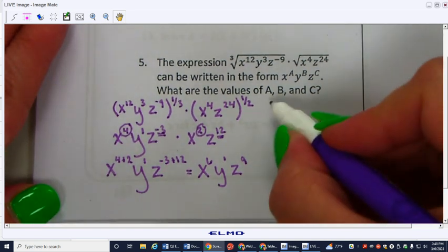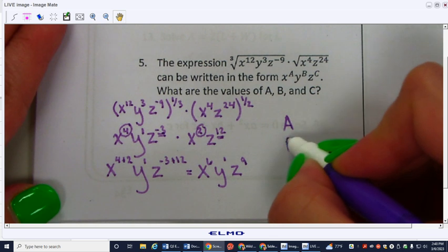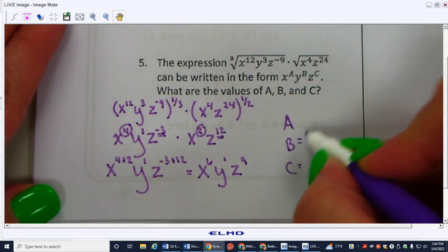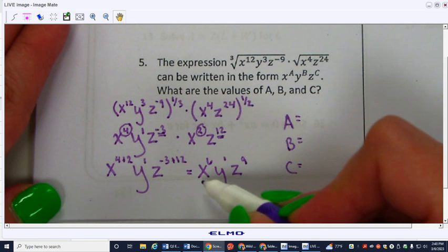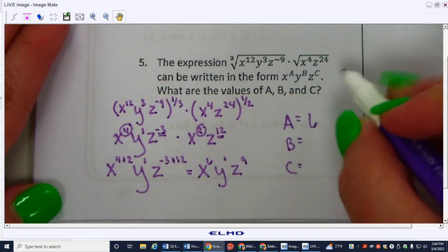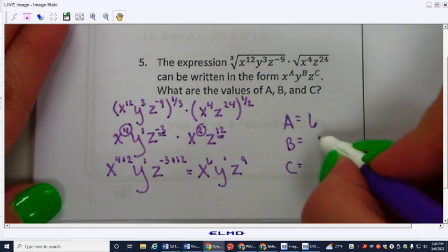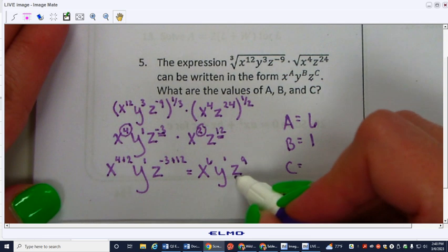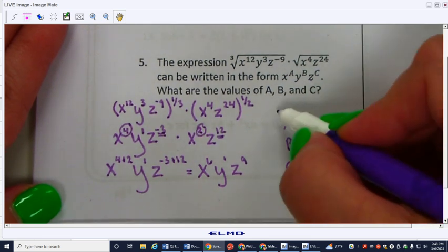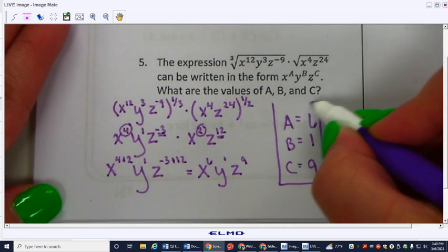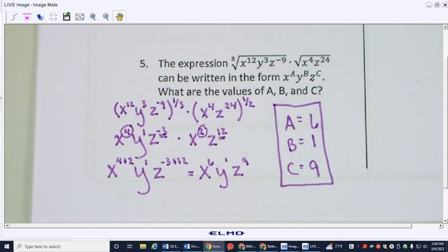Okay? It says, what are the values of a, b, and c? So x to the a is going to be x to the 6th. Y to the b, y to the 1st. And z to the c, z to the 9th. 6, 1, and 9 are my a, b, and c. Questions on number 5?